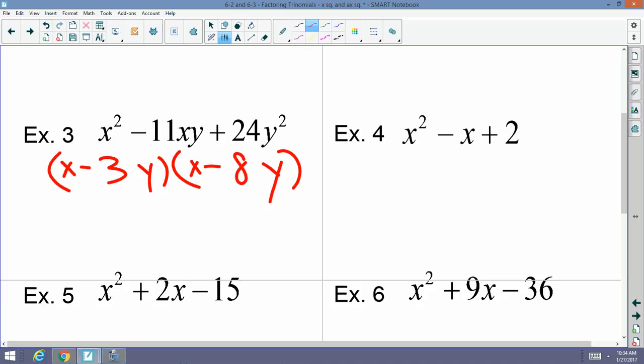Make sense? Okay, next, x squared minus x plus 2. What's my setup look like? What times what is negative 2, but when added together is negative 1? No. Let me rephrase that. What times what is positive 2, but when added together is negative 1?